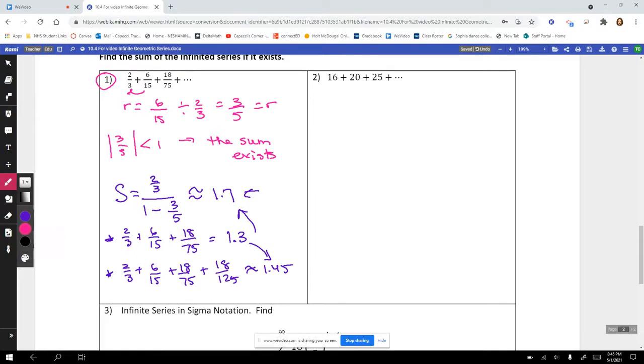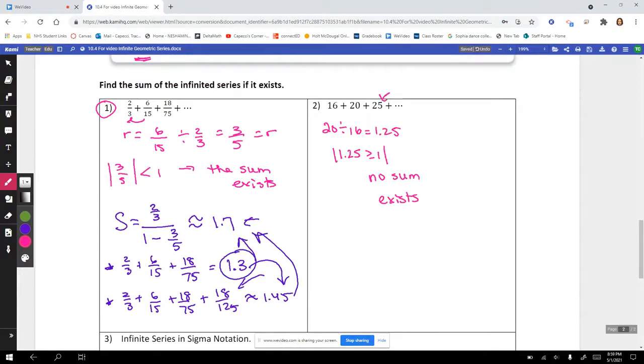All right, let's take a look at number 2. Now, again, trying to figure out what the ratio is, I take 20 divided by 16, and I get 1.25. Now, the absolute value of 1.25 is greater than or equal to 1, so no sum exists. As you think of this, the numbers start getting bigger and bigger, and they're going to keep getting higher to infinity. So it's going to be difficult to put an exact value on a sum because the numbers are going to be so big, which is why we say that no sum exists.